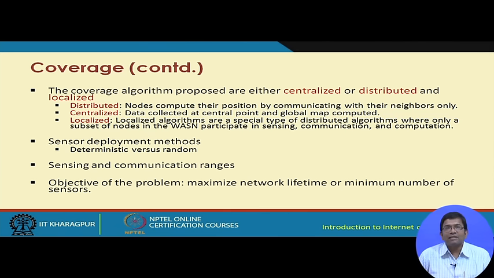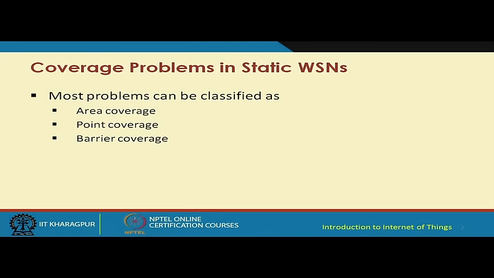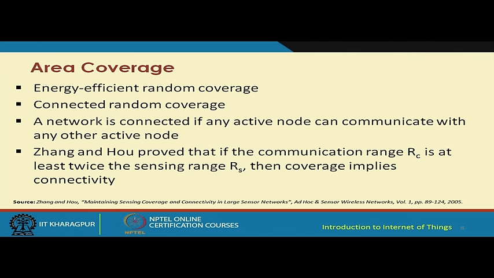There are two types of ranges, one is the sensing range and the other one is the communication range, and the objective of the problem is to maximize the network lifetime or minimize the number of sensors. There are mostly three types of coverage that are quite common. One is the area coverage, the second is the point coverage, and the third is the barrier coverage. Area coverage out of these three is the most common form of coverage.